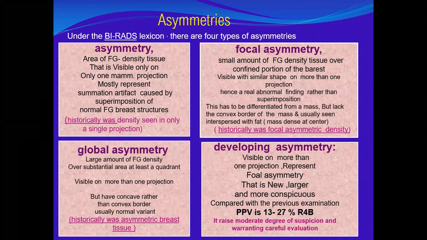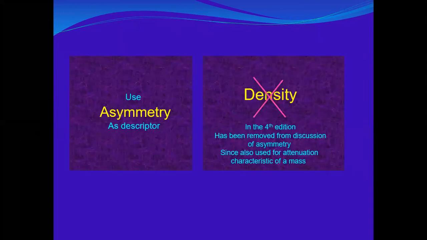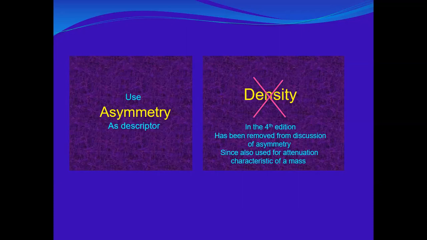So the asymmetry density was referred to as asymmetry, and focal asymmetric density is no more used. No more use of density. Don't say density. The descriptor now is asymmetry; we have to use asymmetry as the descriptor since the fourth edition. Why? Because they use density as a descriptor for the X-ray attenuation characteristic of a mass, and to avoid confusion, they removed it totally from asymmetry descriptions. No more use of density in asymmetry: either asymmetry, focal asymmetry, global asymmetry, or developing asymmetry. Okay, is it clear?